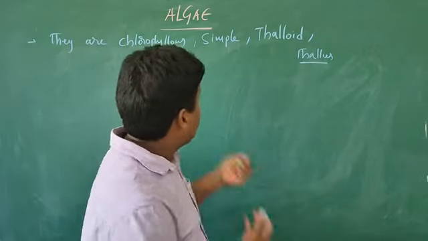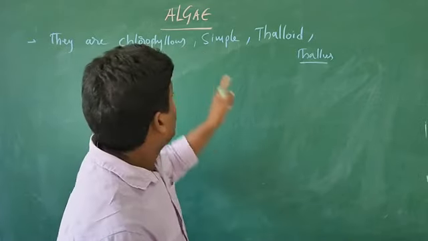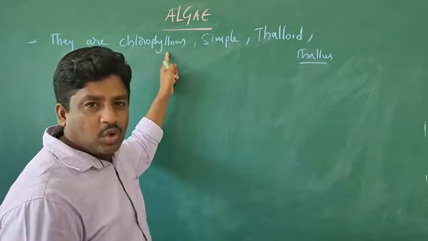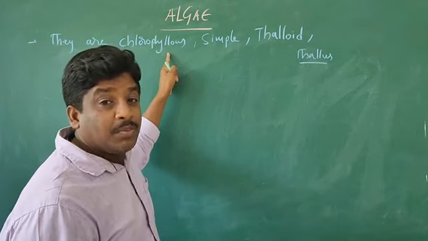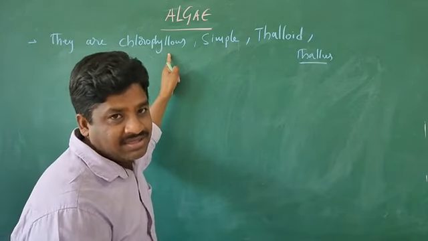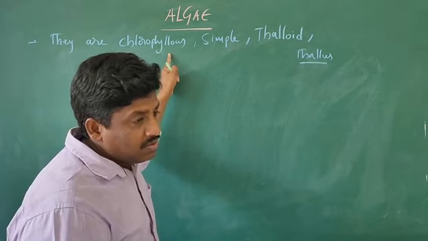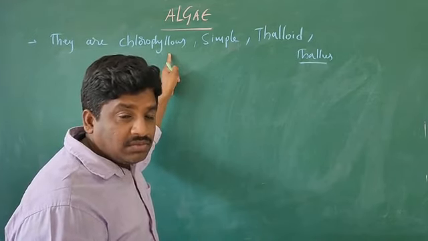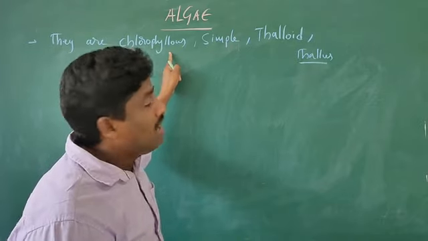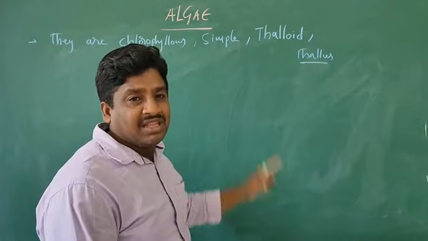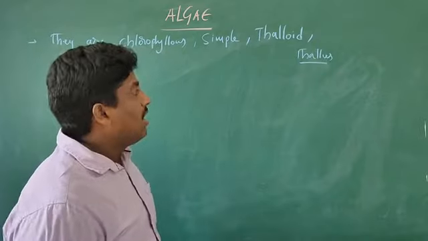Why are they added to the plant kingdom? Because of chlorophyll. Chlorophyll is present, so they prepare their own food materials. That's why such simple, chlorophyll-containing organisms are added to the plant kingdom, particularly in the group algae. And this is the thalloid.